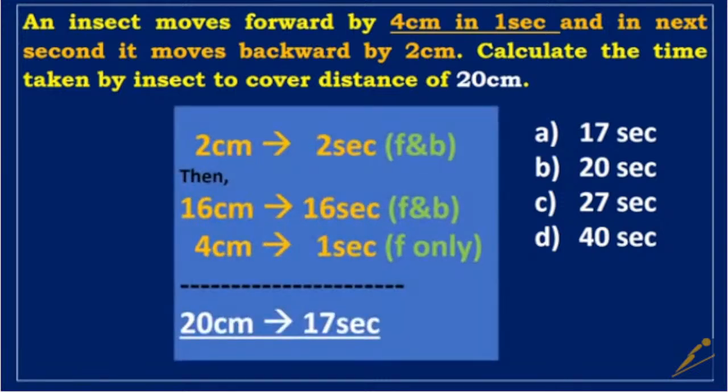This is the pattern. After 2 seconds, the total distance traveled by the insect, both forward and backward, is 4 centimeters minus 2 centimeters, equaling 2 centimeters. Similarly, the total distance covered by the insect, 16 centimeters, takes 16 seconds. The insect moves forward 4 centimeters in the next second. 16 plus 4 is 20 centimeters. Distance covered in 16 plus 1, or 17 seconds.